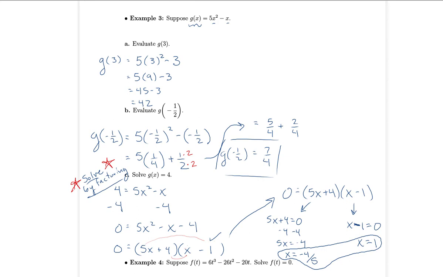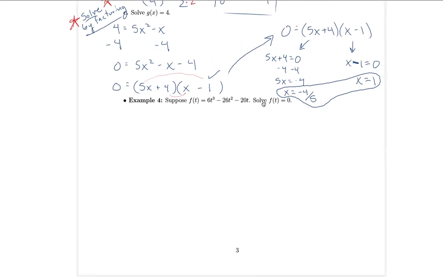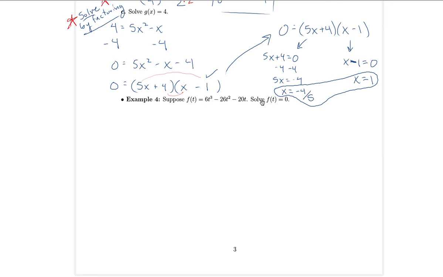All right, so now let's take a look at example number 4 here. So in example 4, we have f of t equals 6t cubed minus 26t squared minus 20t. All right, so we're going to set that equal to 0. So 0 equals all that.